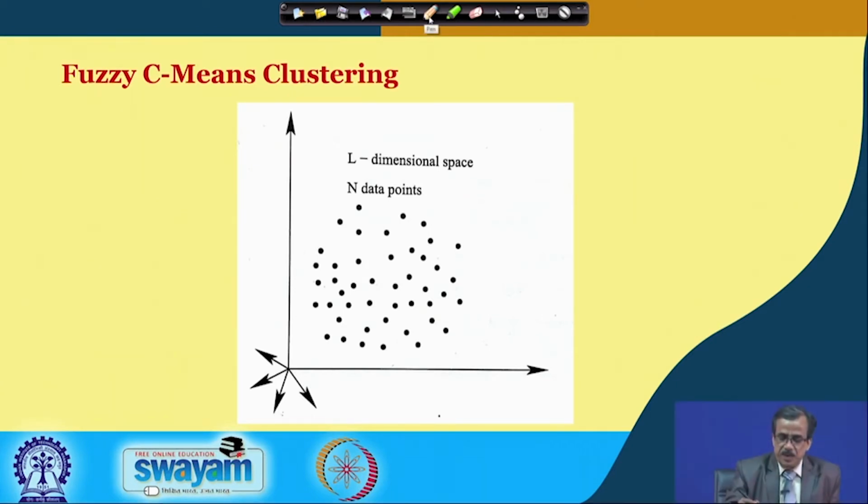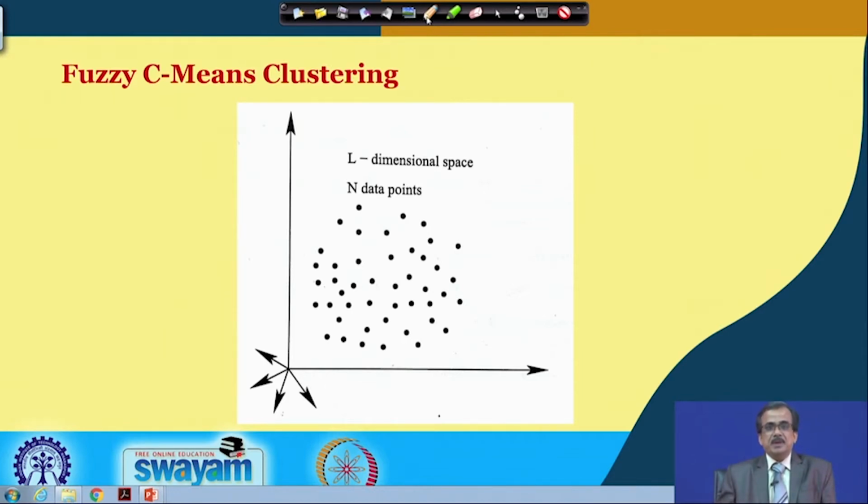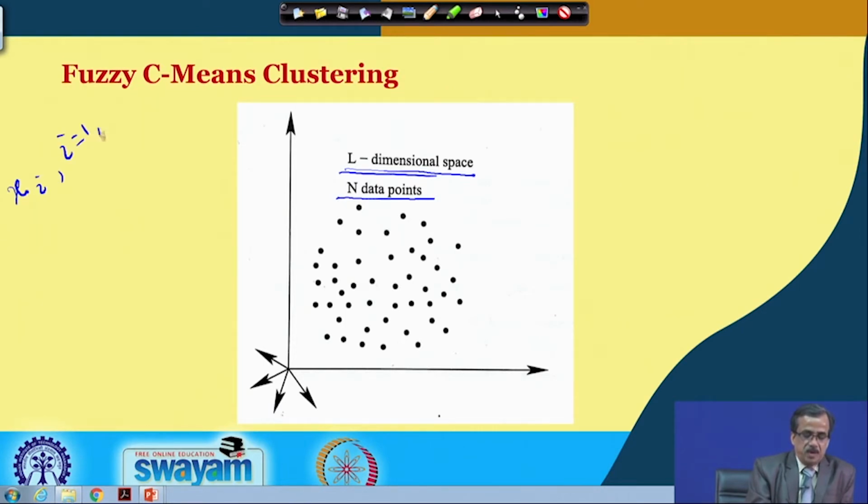Now, I am going to take a very typical example. Supposing that in a higher dimensional space, say L dimensional space, I have a large number of data points, say capital N data points. Each data point is denoted by x_i, where i varies from 1 up to capital N, and our aim is to form the fuzzy clusters of these data points based on their similarity.